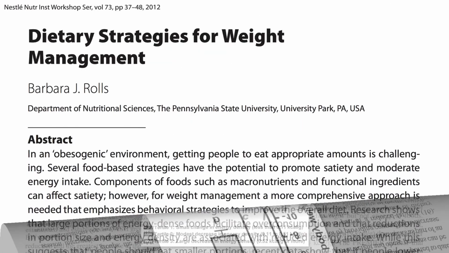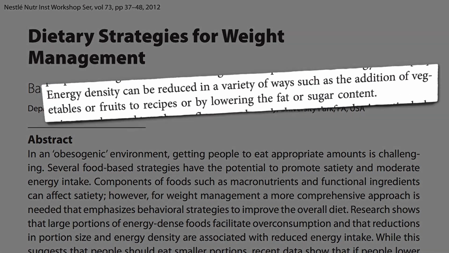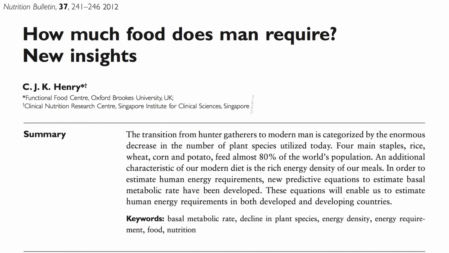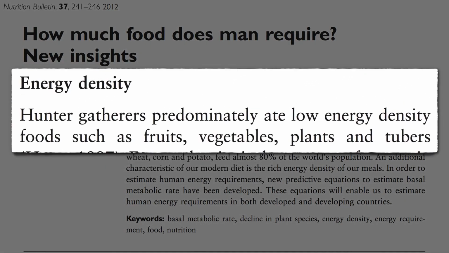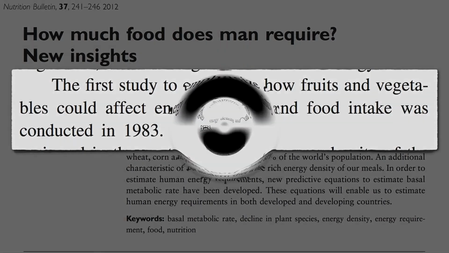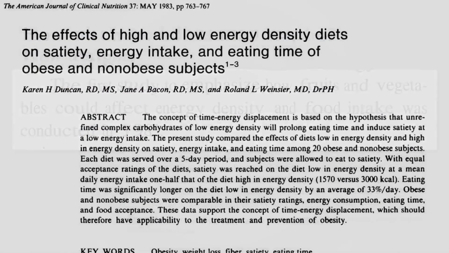Energy density can be reduced in a variety of ways, such as the addition of fruits and vegetables to recipes, or by lowering the fat or sugar content. And indeed, that's how we evolved, eating predominantly low energy density foods, such as fruits, vegetables, plants, and tubers, starch-filled roots like sweet potatoes. The first study to emphasize how fruits and vegetables could affect energy density and food intake was conducted more than 30 years ago.